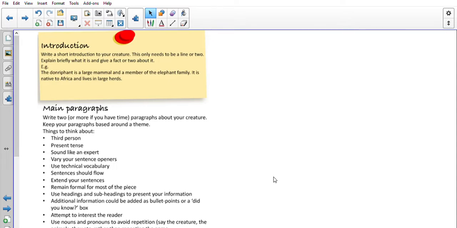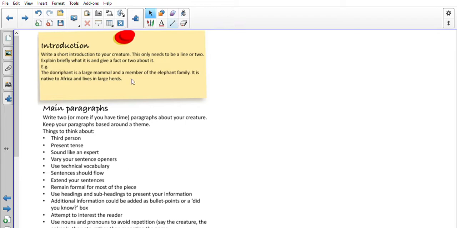Good morning, Year 4. So this is your last literacy lesson for this week, and this is where you are going to be completing your independent writing. So as you can see on the screen here, I've just put a few things to remind you what I am looking for in your writing. I want to see things like this.